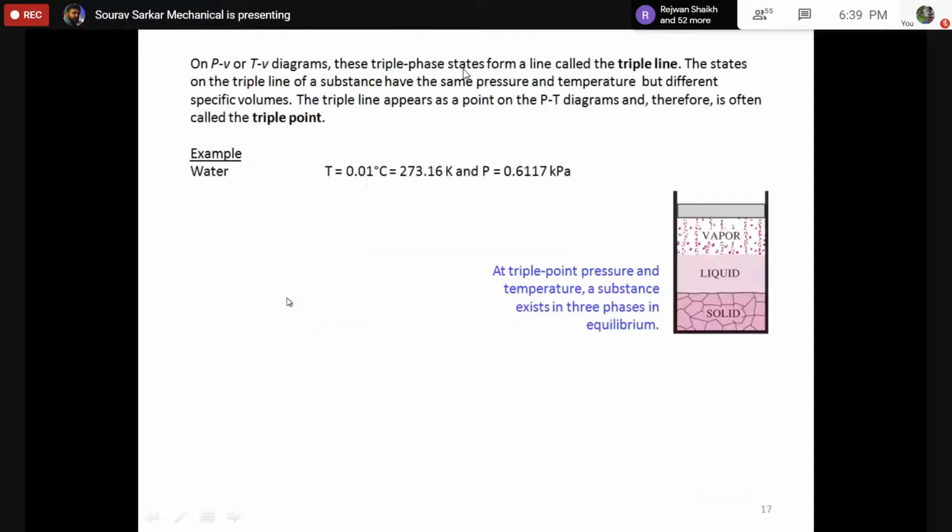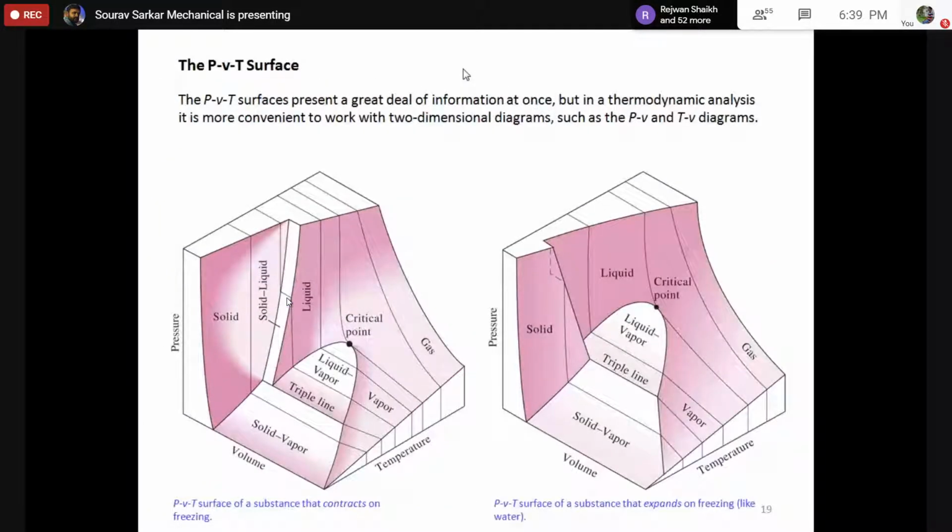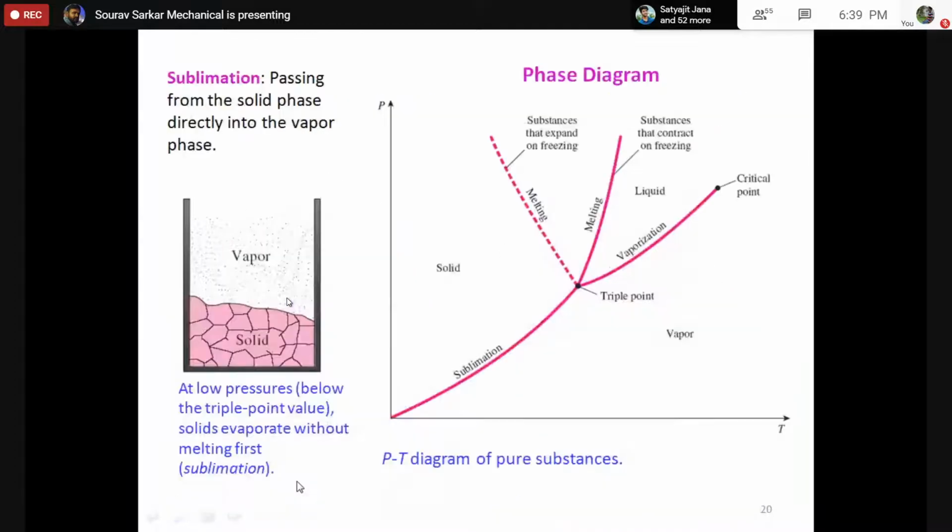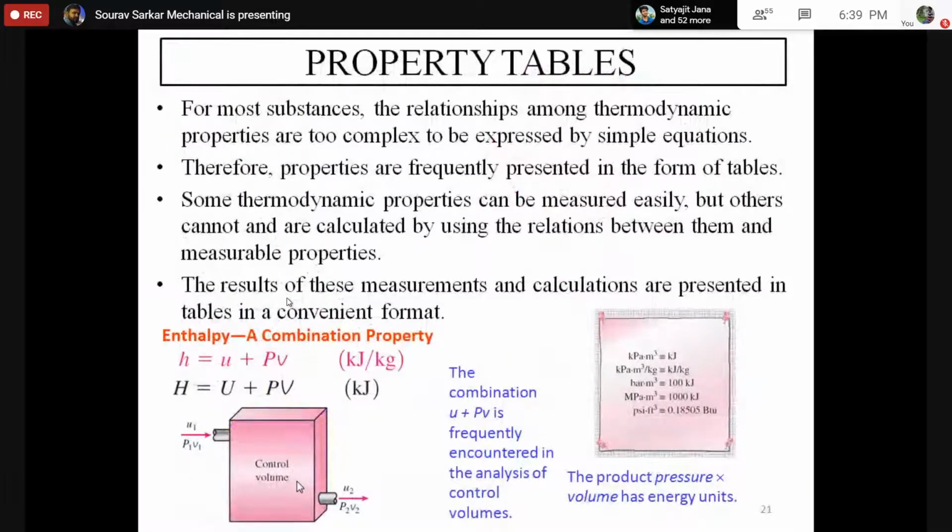Similarly, we can draw the diagram for PV. So these are the PVT surfaces. If you take the projections of the PV diagram and the TV diagram and accumulate them, finally you will get a PVT surface. If you see from this side, you will get the PV diagram, and if you see from the top, you will see the TV diagram. So these are the two diagrams. Today we will be solving some numericals and learning how to read the property table.